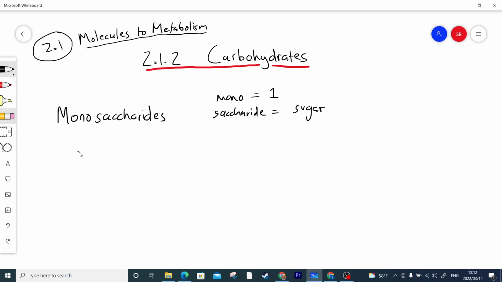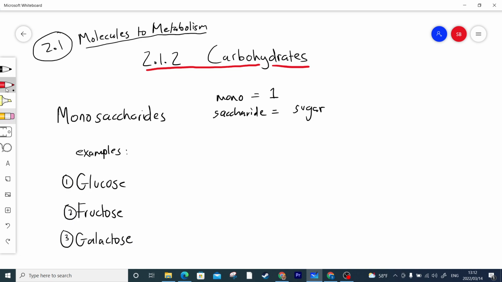Some examples of monosaccharides. You need to know these examples. An example of a monosaccharide would be something like glucose. Another example of a monosaccharide would be something like fructose. Another example of a monosaccharide, galactose. These are classic examples of monosaccharides. Now I'm going to give you a very basic demonstration.